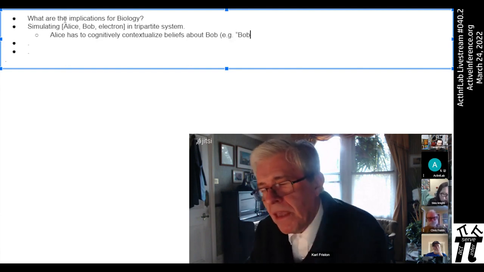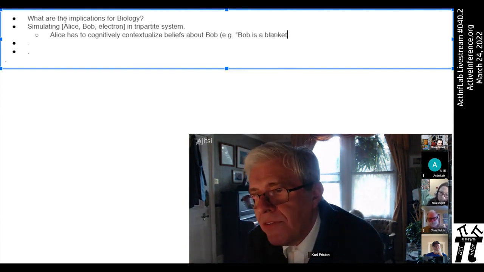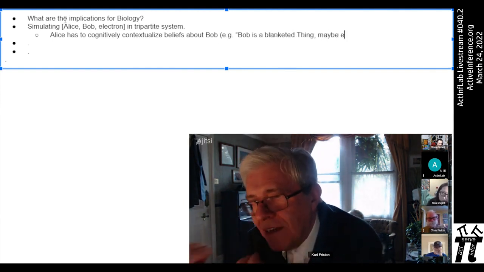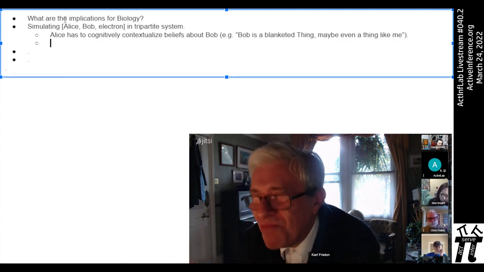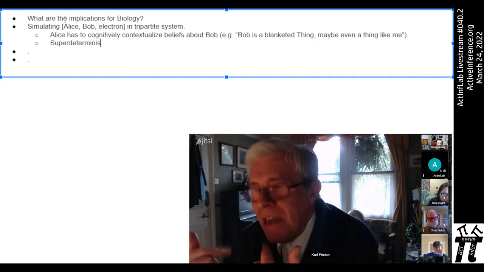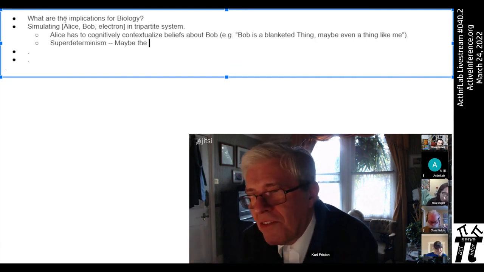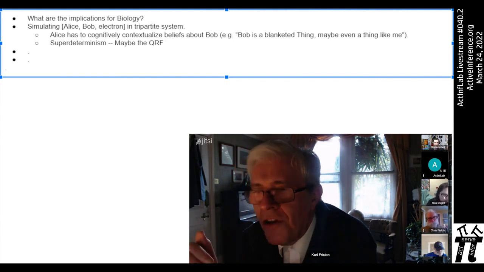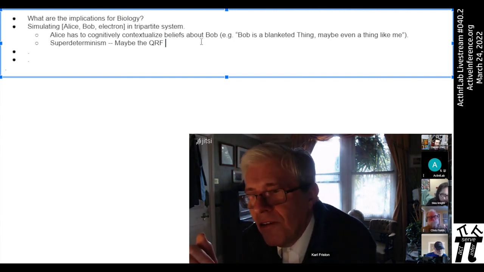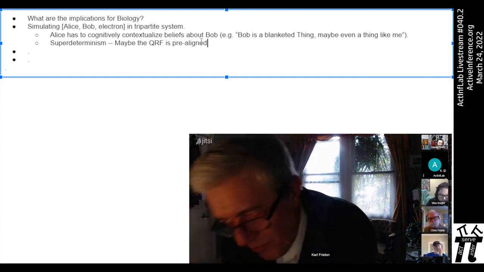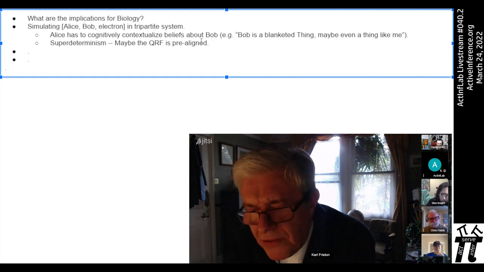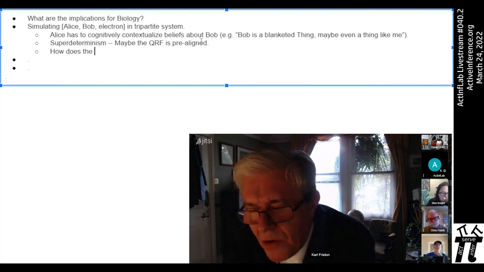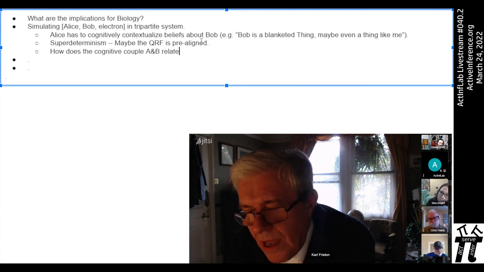What you are saying is that two of these particles, Bob and Alice, have aligned QRFs that could have been aligned historically under the super, which I never heard of before, but I like the word, under superdeterminism. And that may be a prerequisite to understand the experiments that we were taking through previously when looking at the third Markov blanket, which would be the electron, or the two electrons, but for simplicity. That from a biological perspective tells you something quite interesting.